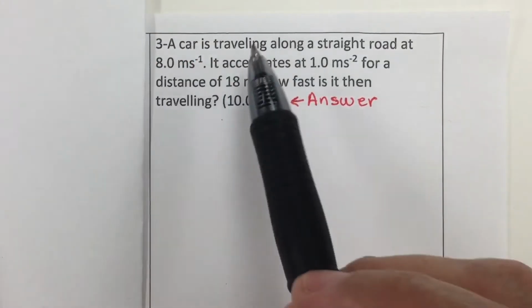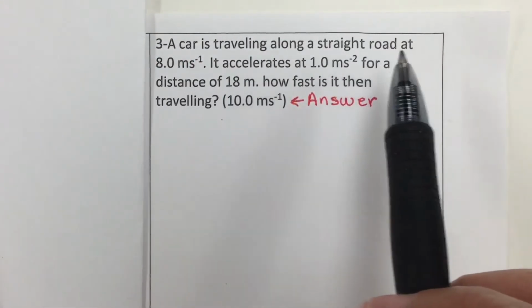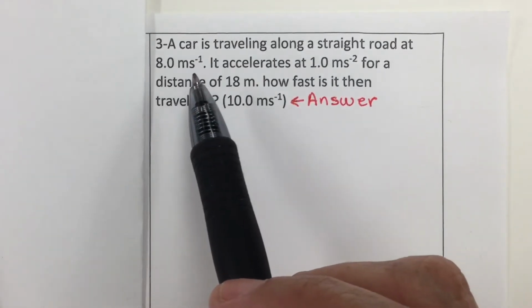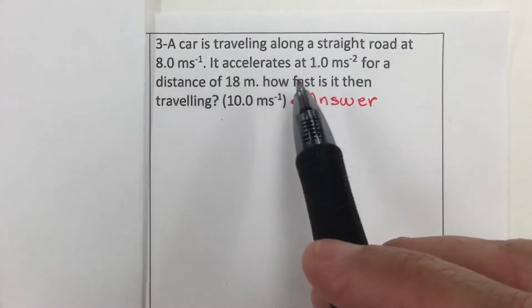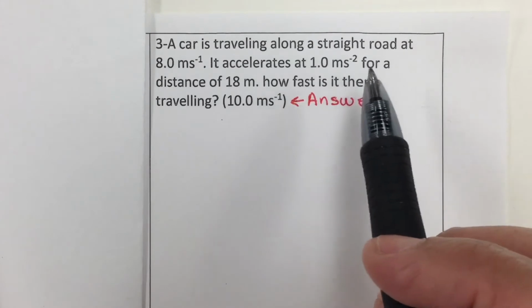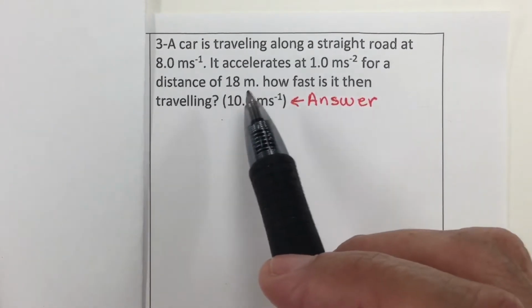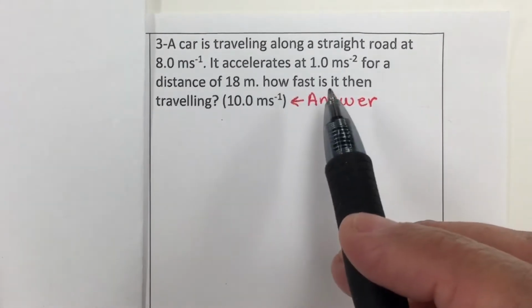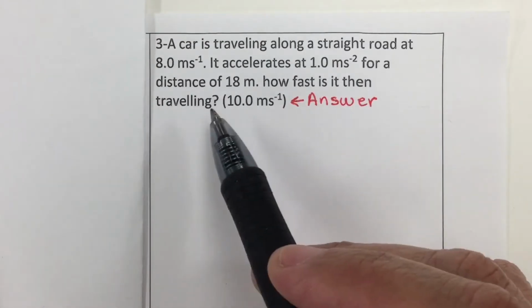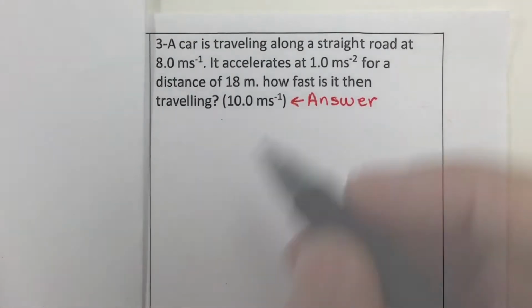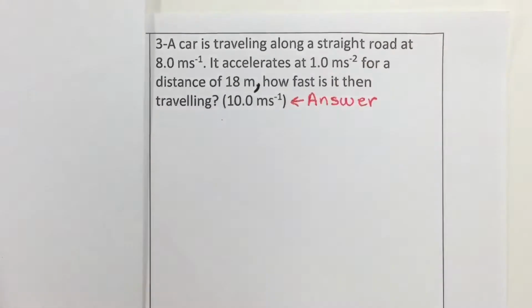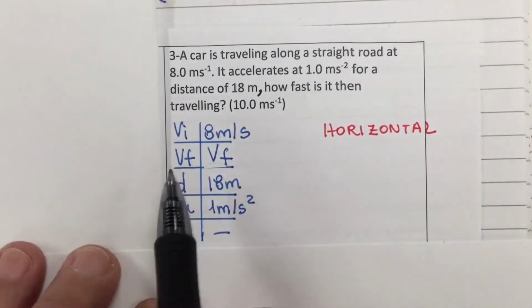Question number 3. A car is traveling along a straight road at 8 meters per second. It accelerates at 1 meter per second squared for a distance of 18 meters. How fast is it then traveling? And this is the answer. Let me place a comma right here. It sounds better.